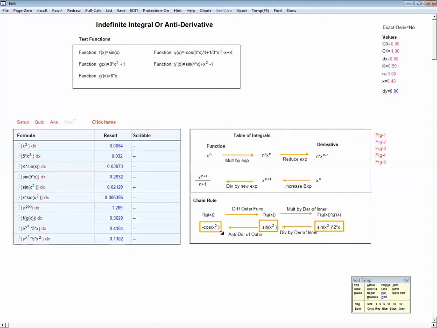So let me emphasize one more time. When we suspect we're in a chain rule situation, we have to identify that inner function and see its derivative precisely. No fudging there. You've got to see g prime of x. All right, let's look at some examples.